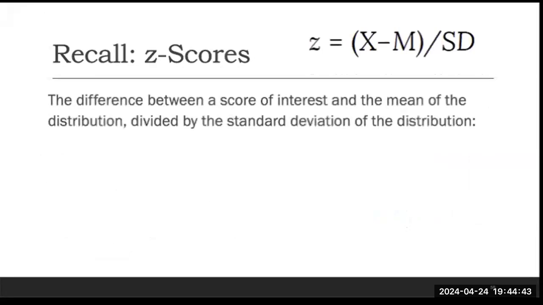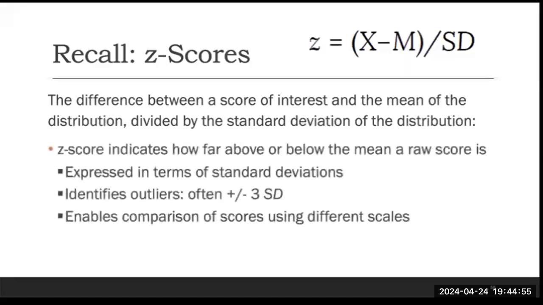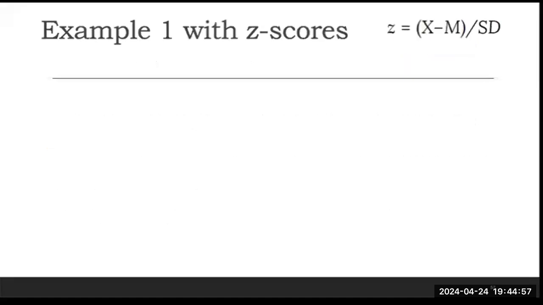Z-scores. So remember, we're talking here about a score of interest, the difference between the mean value of a group and an individual score, and we divide that by the standard deviation. So here's an example Z-score problem.